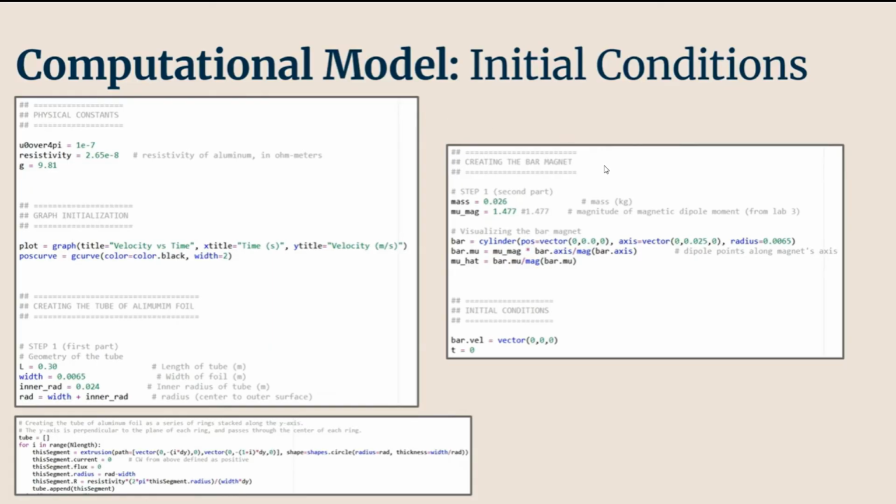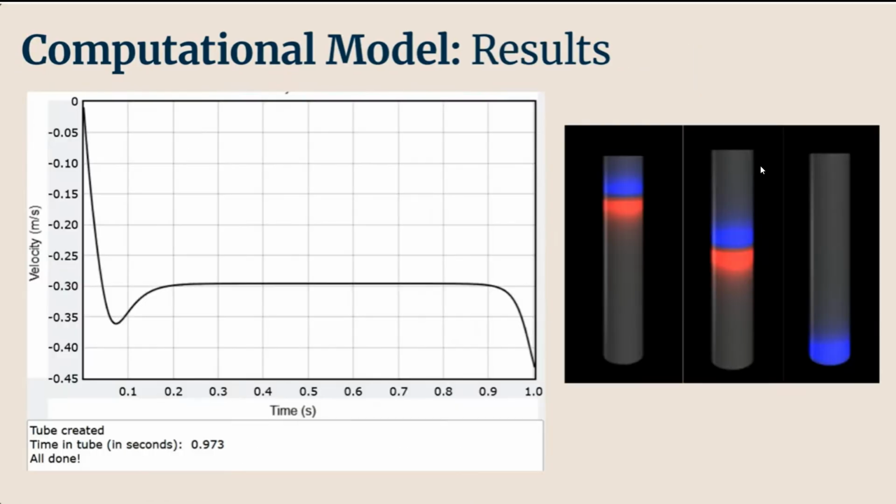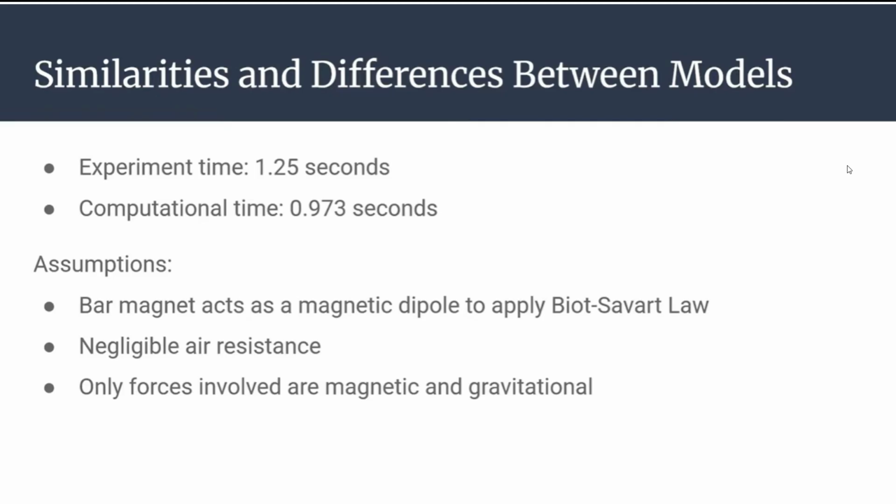This is my computational model. So what I managed to code through GlowScript, the important parts. These are results I got when I ran the code. Here you can see the values in the graph, and you can also see the actual model itself. Our experiment time was 1.25 seconds. Computational time, 0.973 seconds.